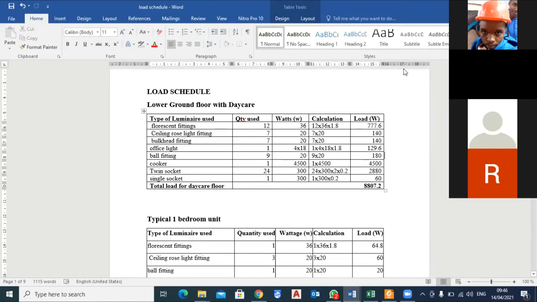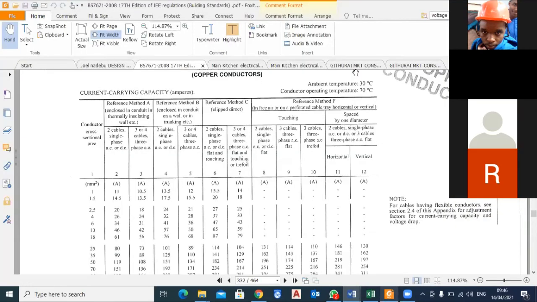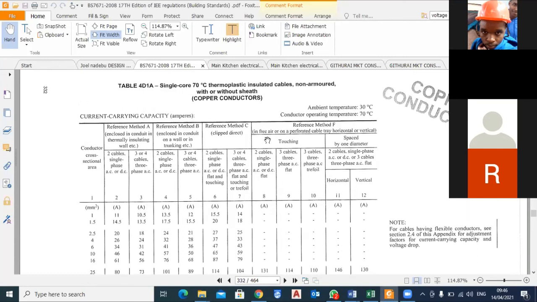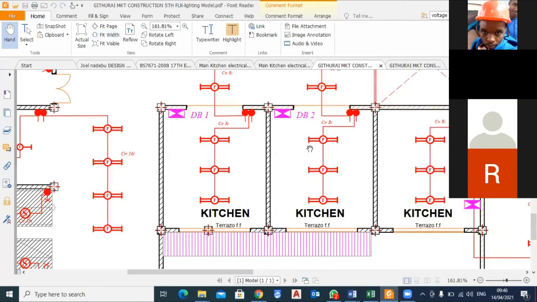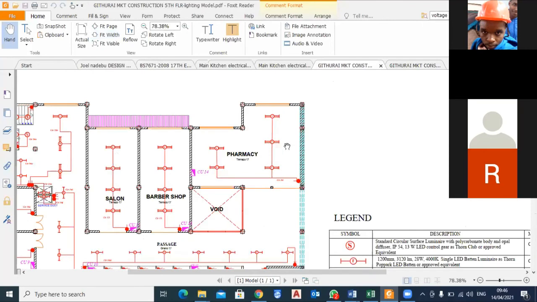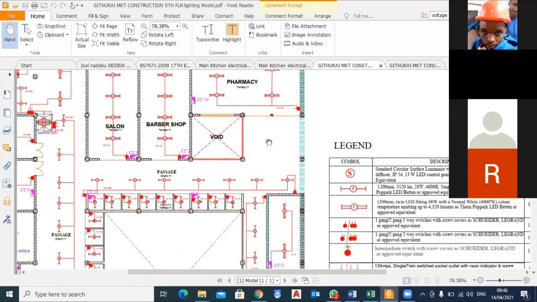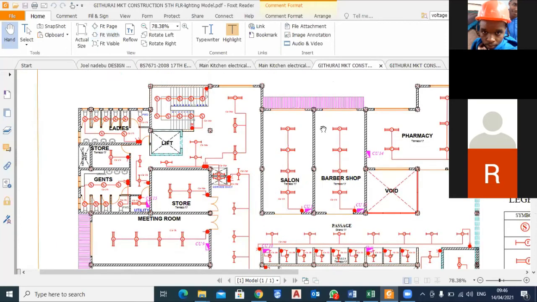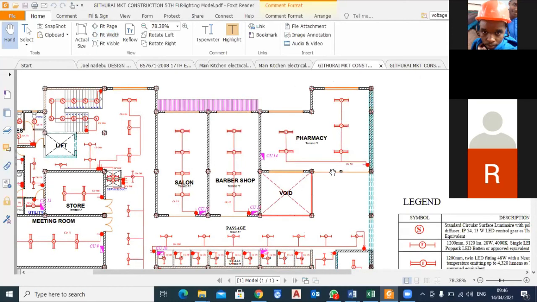In the Githurai design, I saw that it's like each room was having its own consumer unit. Maybe I can just give you a brief about Githurai, and akina Marvelin and Brian, they know how that project came up, because they are the ones who did this design. Na nyinyi ndio mlichora hizi vitu, si mimi. Hii ni yenu. Unaona vile mnajua kuchora.